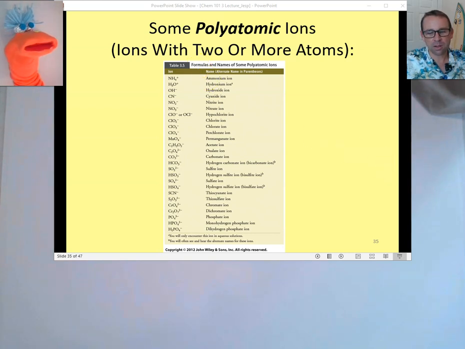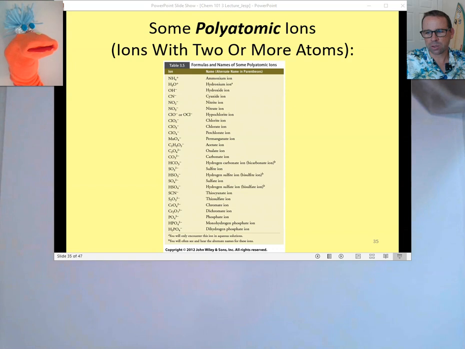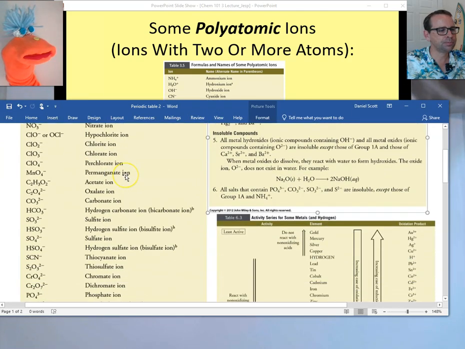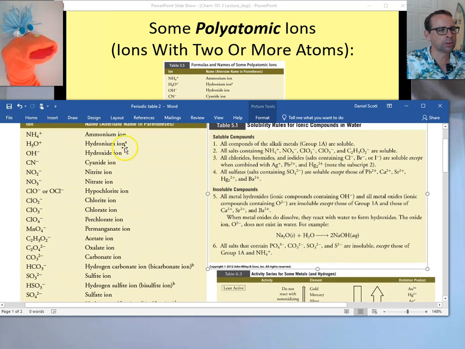This list is on the back of your periodic table, right? Have you seen that list? Yeah, I saw it around. Okay, so here it is. Yeah. All right, yeah, I got it.